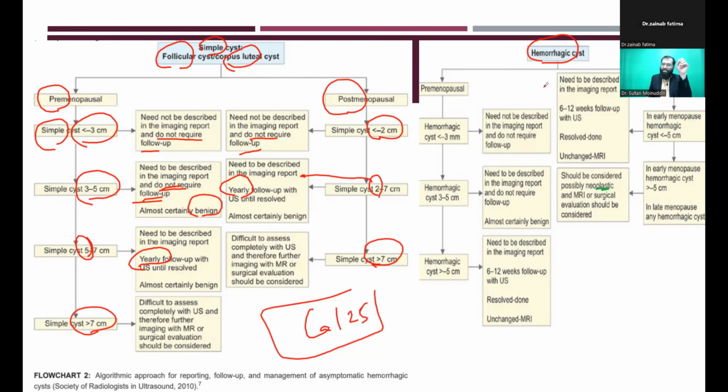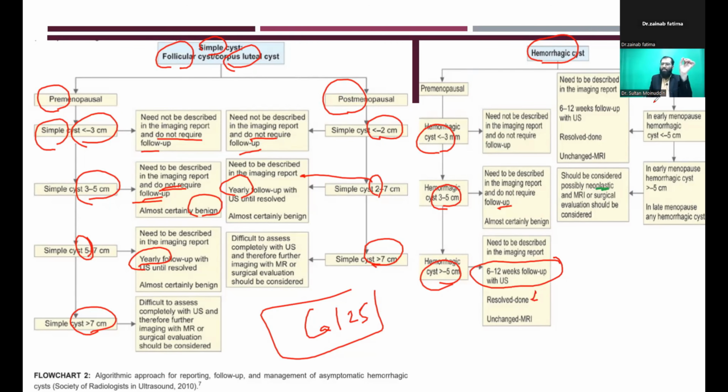Now, hemorrhagic cyst. So, premenopausal female or postmenopausal female. If it is less than 3 centimeter, not to be described, not to be followed up. 3 to 5 centimeter, you have to describe it, but no need to follow it up. More than 5 centimeter, then you have to follow it up. 6 to 12 weeks follow up. Okay, once resolved, nothing to be done.